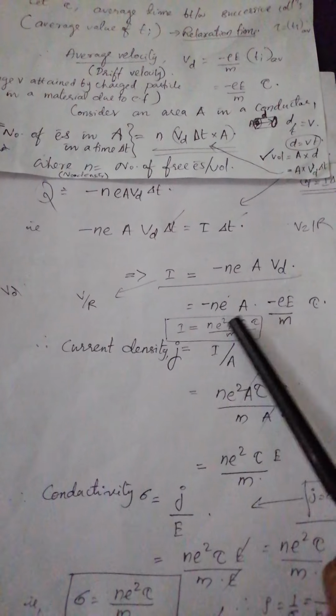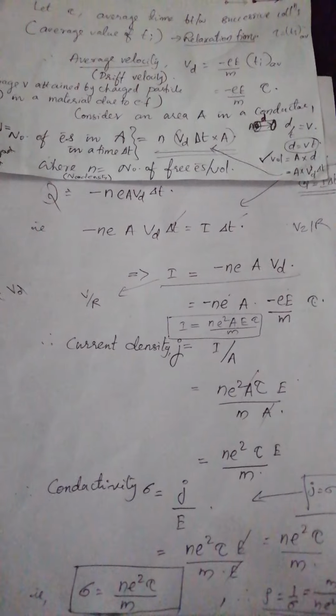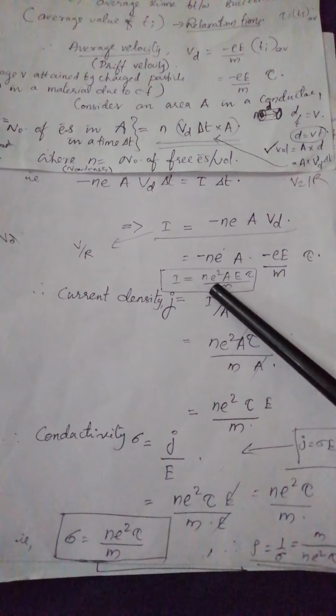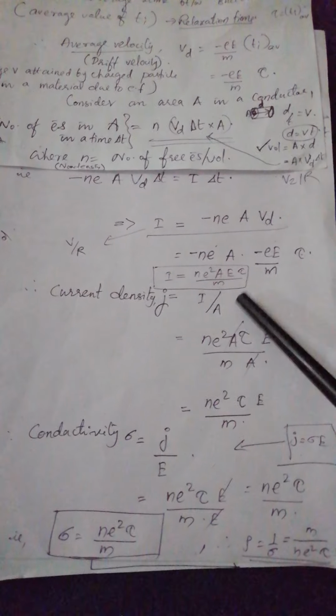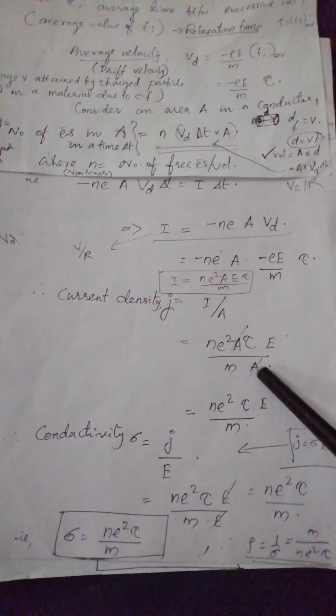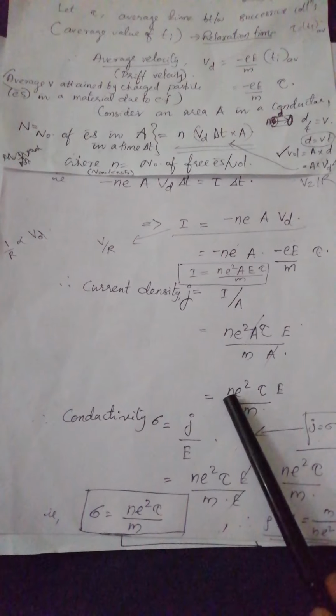And now current density we can find out. J is equal to I by A. Current density is current flowing per area. So here I is N e square A E tau by m divided by area. A will get cancelled. Now the equation will become N e square tau E by m. This is the equation for current density.